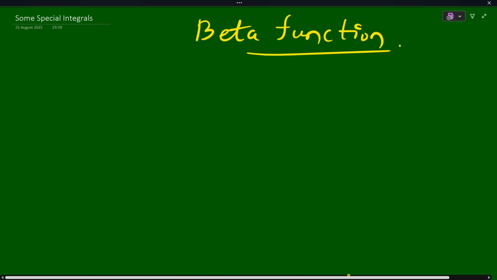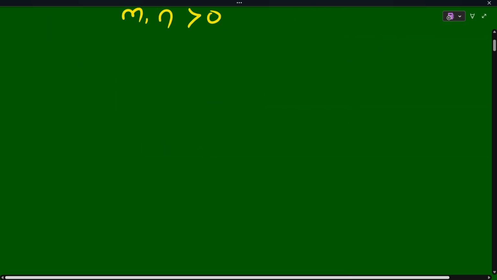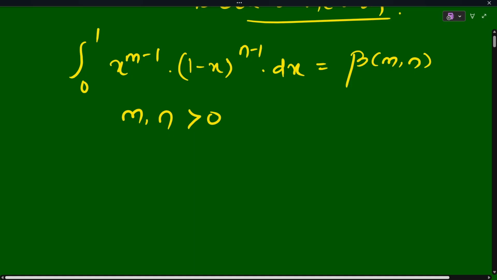The integral is of the form 0 to 1 x to the power m minus 1 into 1 minus x to the power n minus 1 dx. This value is equal to beta of m, n. Here the m and n values are greater than 0, and these are real positive numbers. Now we will see how to use these values in the integrations.